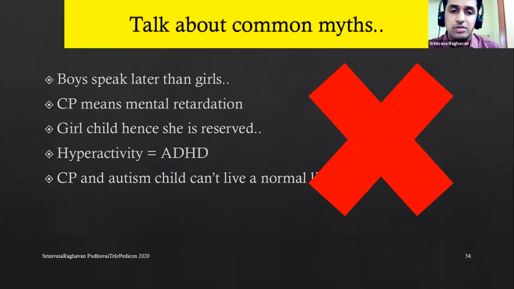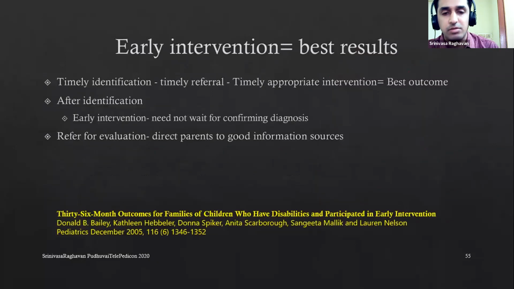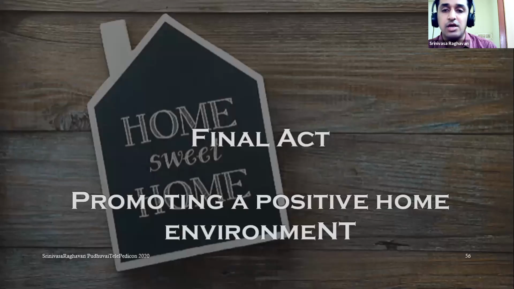Normal life an autism child cannot lead. All these myths have to be busted and the parents convinced for early treatment, because early intervention has been proven time and again to provide the best result. Refer for evaluation and direct parents to good information sources. And remember, early intervention need not wait for confirmation of diagnosis. You can begin intervention right away as the child awaits further evaluation.